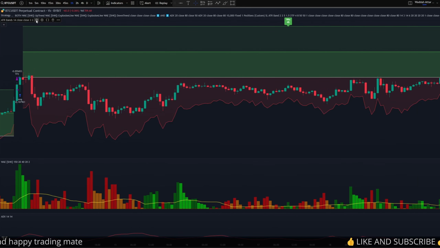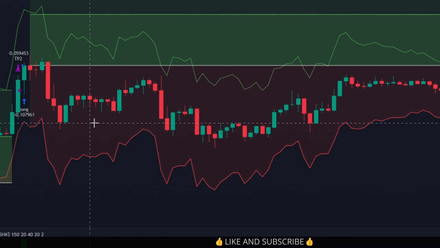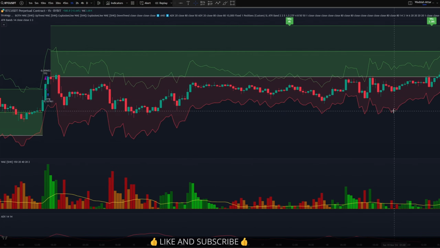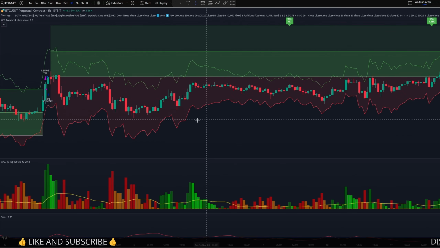Here I just load the ATR bands onto the chart. These represent the ATR value based on each candle. As you can see, it's a dynamic stop loss. We're gonna take the ATR value of the previous candle, and that will be our stop loss level.